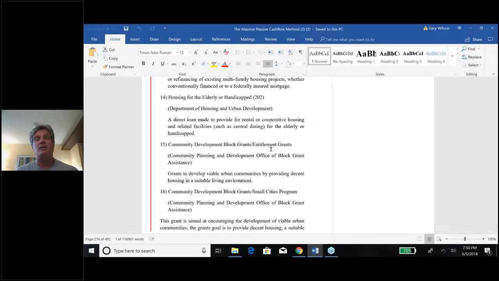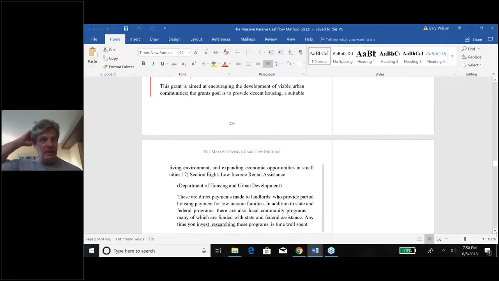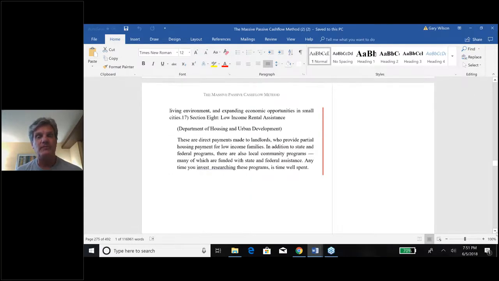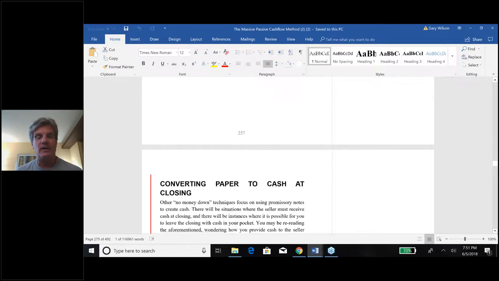So look for where the block grants are being granted. They publish it. They have to publish it. It's public information, and you can find that out. So there's entitlement grants or small city programs, big city programs. They're aimed at helping us recapture an inner city, for example, okay? Rejuvenate it, renovate it, and get people back in town again, all right? In any case, some great programs here, guys.